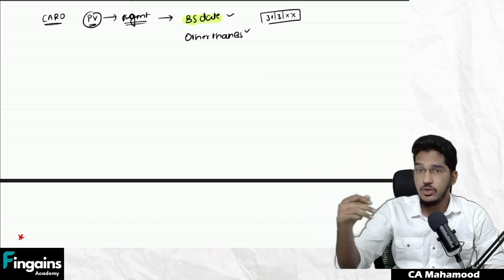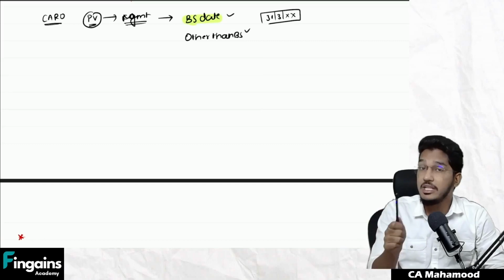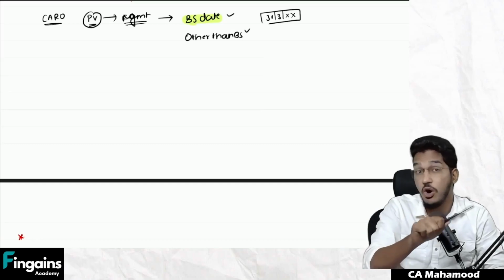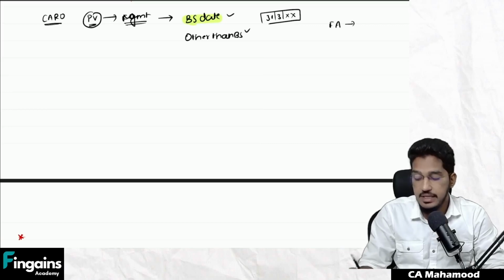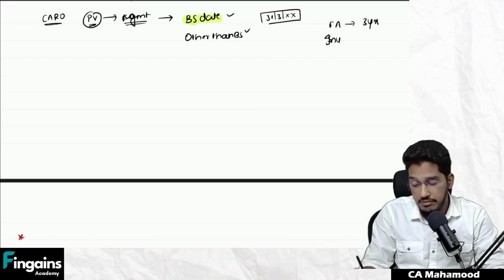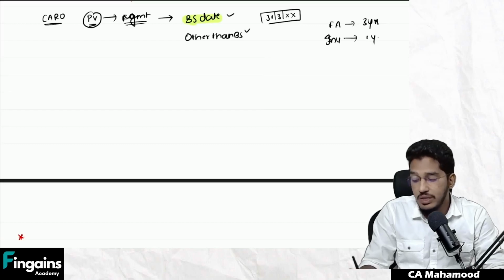As I have told you in the CARO, as an auditor, we need to report whether management is doing physical verification of stock at reasonable intervals. For fixed assets physical verification, the reasonable interval is once in 3 years. But for physical verification of inventory, the reasonable interval is once in every year.